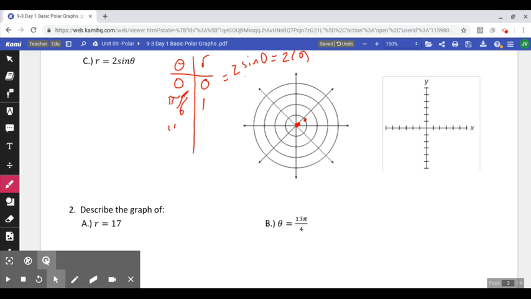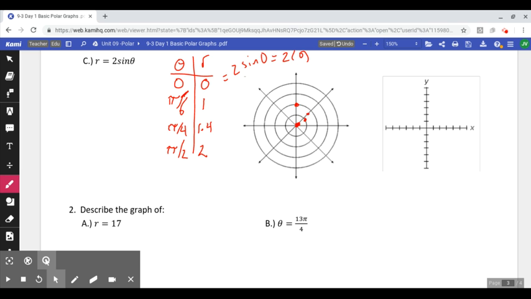Let's try pi over 4. Now the sine of pi over 4 is root 2 over 2, times 2 is root 2, which is about 1.4. So my graph will look just a little bit like this. The sine of pi over 2 is 1, and 2 times 1 is 2. So we're going to go pi over 2, up 2. And then this shape will just kind of repeat itself over on the other side of the graph here.